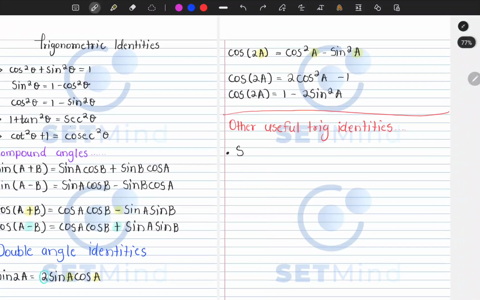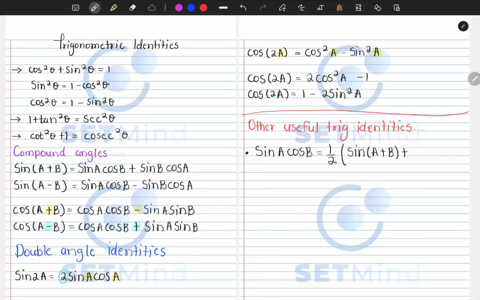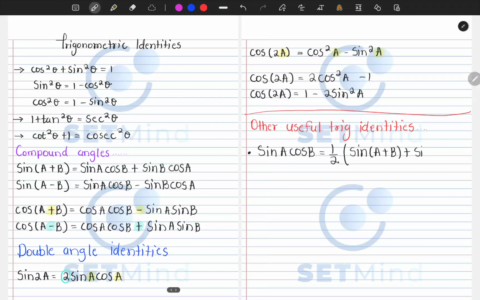sine of a. So there's a couple of them. When you have sine of a multiplied by cos of b, these can be split and made a sum by simply having half of, the derivation for this is in fact extremely easy, but that is not the focus of our session, then plus sine of a minus b, close and close.